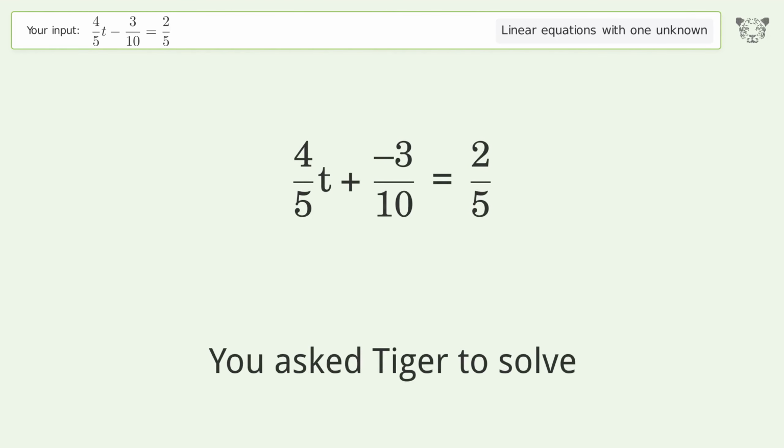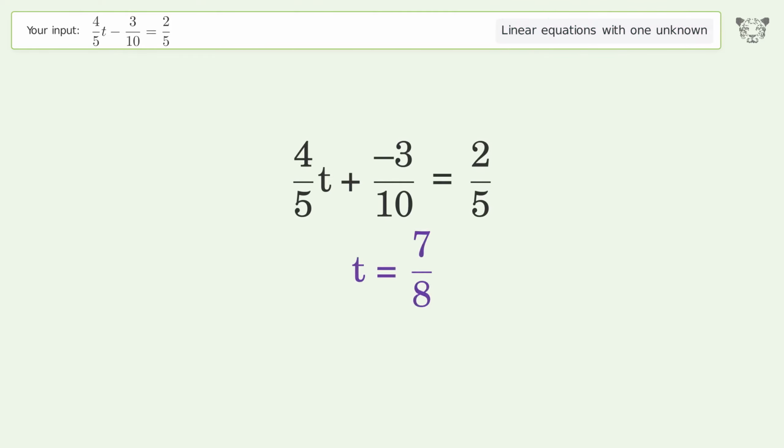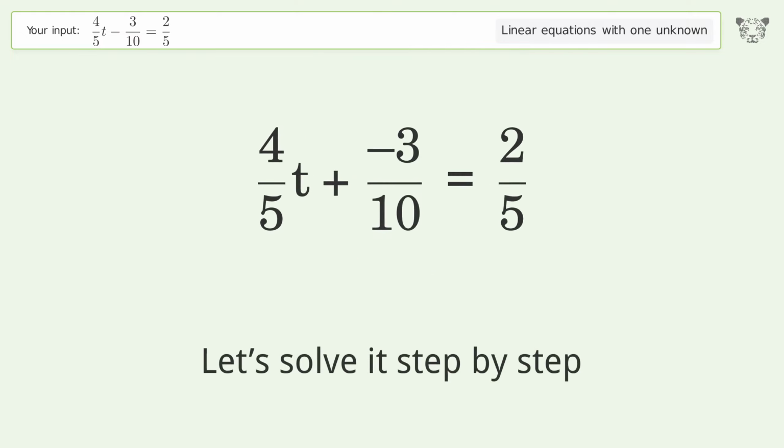You ask Tiger to solve. This deals with linear equations with one unknown. The final result is t equals 7/8. Let's solve it step by step.